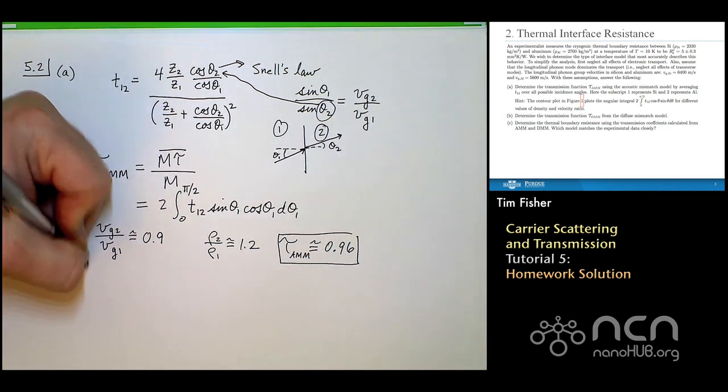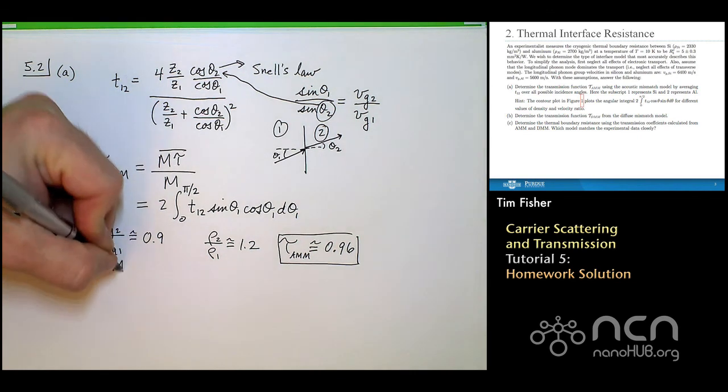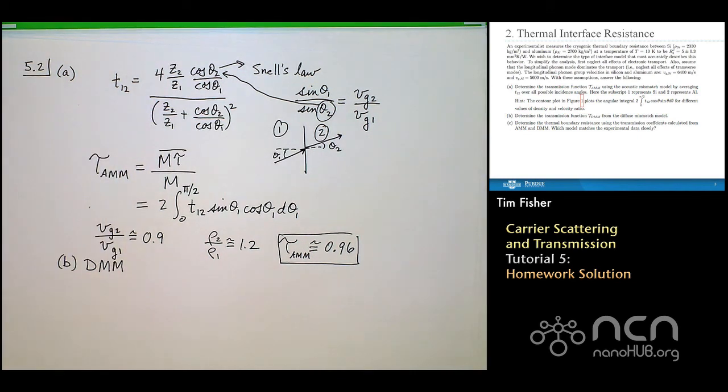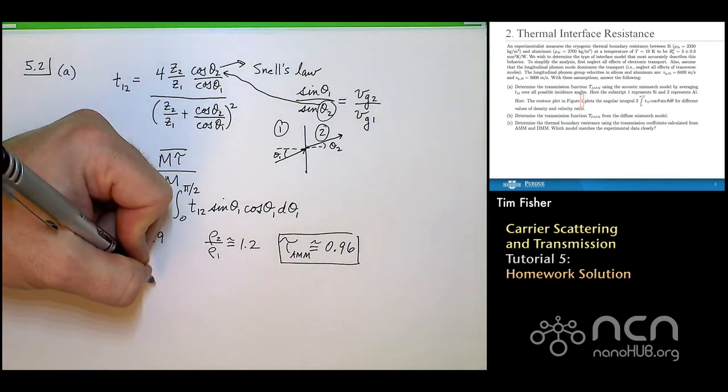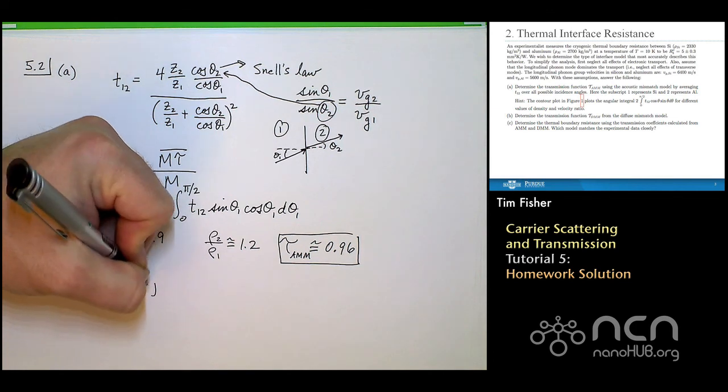Now we want to solve for the diffuse mismatch transmission function, which is sort of the opposite side of the spectrum. The acoustic mismatch assumes that there's a continuity of coherence as the wave travels through, and the diffuse mismatch says everything gets jumbled up at the interface, and then it's spit out on either side according to the number of modes. So we had this before. We talked about this in the lecture.